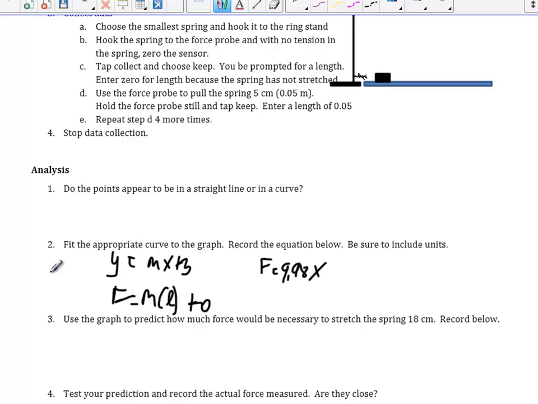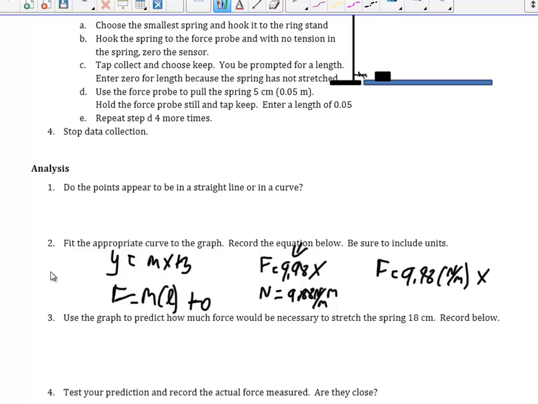So what are the units of that slope? Well, force is measured in newtons, right? The slope has got to have units so that when we multiply it by meters, it is in newtons. So this must be newtons per meter. So I have force equals 9.98 newtons per meter times x in meters.